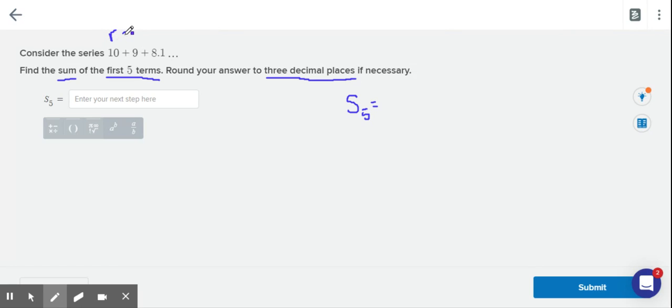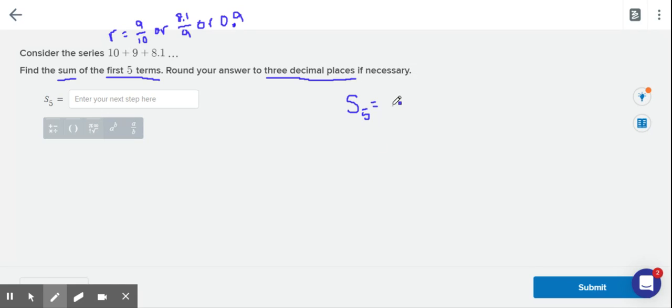So to figure out what my R is, I can do my second term divided by my first term. And that should be the same as doing my third term divided by my second term. Either way should get me the same number for my R. And I can either think of it as 9/10 or 0.9, either way. Depends on if you're a decimal or a fraction person.